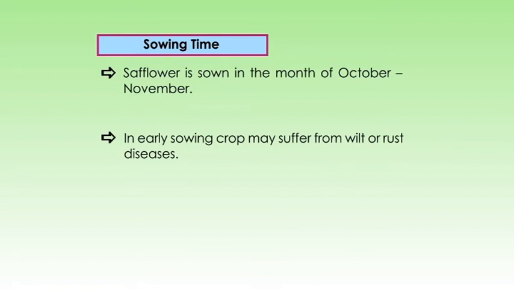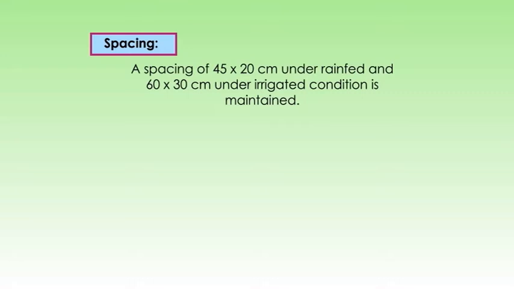Now let's come to sowing time. Safflower is sown in the month of October to November. In early sowing, crop may suffer from wilt or rust diseases. In late sowing, however, there is attack of aphids. Let's come to the spacing requirement. A spacing of about 45 by 20 cm under rain-fed condition and 60 by 30 cm under irrigated condition is maintained for successful cultivation. Depth of sowing.